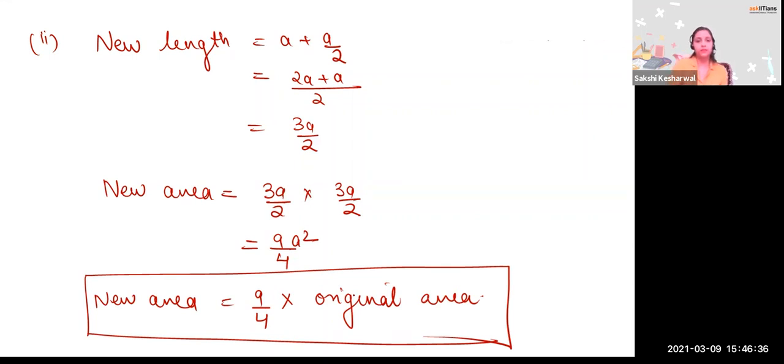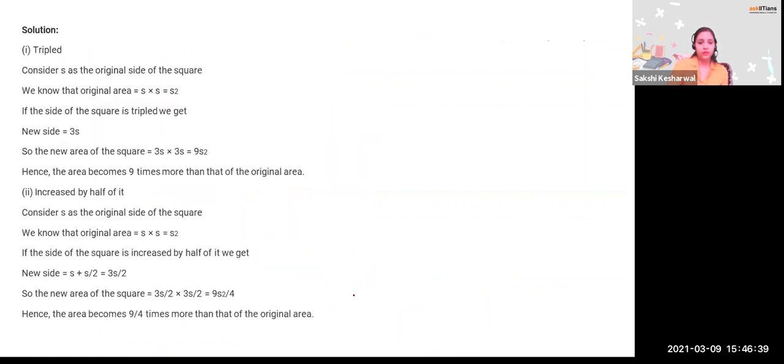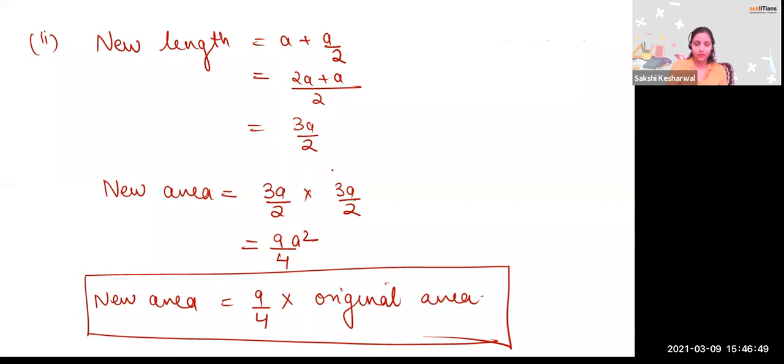Done writing? Okay, so we have written this. So you see this is 9 by 4 times the original area, right? It's already written, right? So hopefully you have understood these topics very well, beta, right?